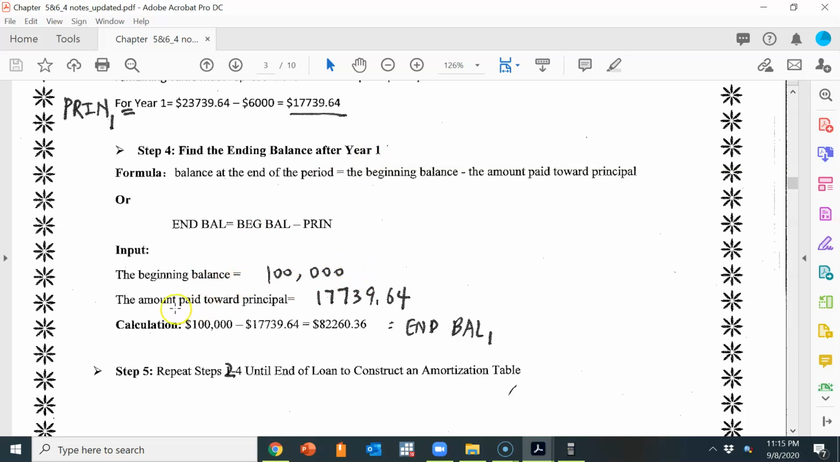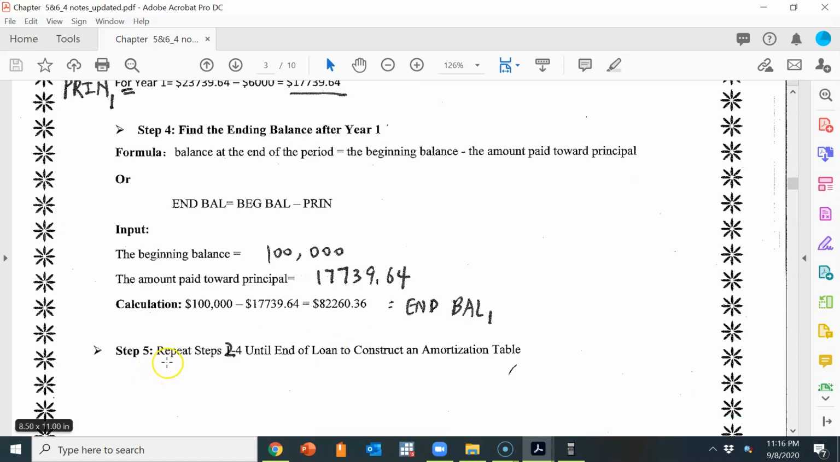And in the first year, we know the amount we paid toward principal is 17,739.64, which is calculated in step 3. This is how much you are paying towards principal in the first year. So we take the difference. We know that the ending loan amount, the ending balance in your account at the end of the first year is 82,260.36. And we can repeat steps 2 to 4 until the end of the loan to construct an amortization table.